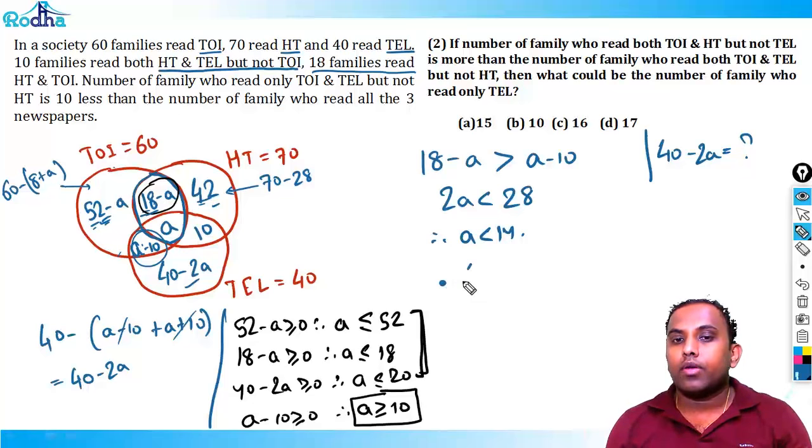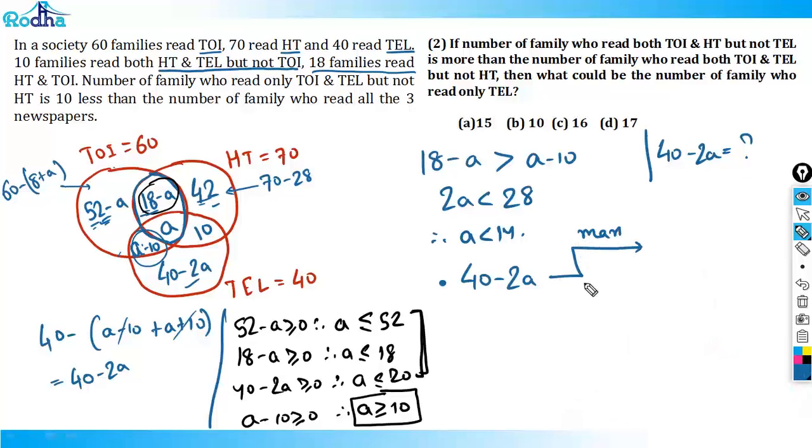right? So again, I'll calculate 40 minus 2A. What could be the maximum value and what could be the minimum value of 40 minus 2A? For calculating the maximum value, since A is negative here, A should be as small as possible. So I want the minimum value of A. And for calculating the minimum value of 40 minus 2A, I want A to be as large as possible, because when A is more, that negative value is more. So what is the maximum value of A? Since A is less than 14, the maximum value of A can be 13.